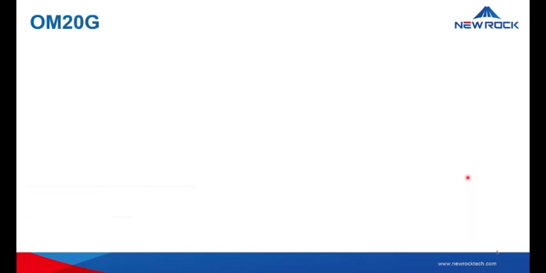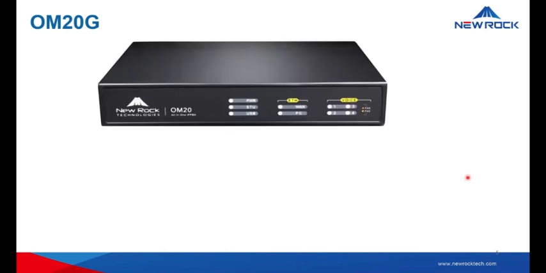Okay, so let's go over the equipment structure for OM20G. So here, this is the front panel. As you can see, it's mostly the LED status for power, STU, USB, the WAN and PC ports, and of course the FXS and the FXO ports.